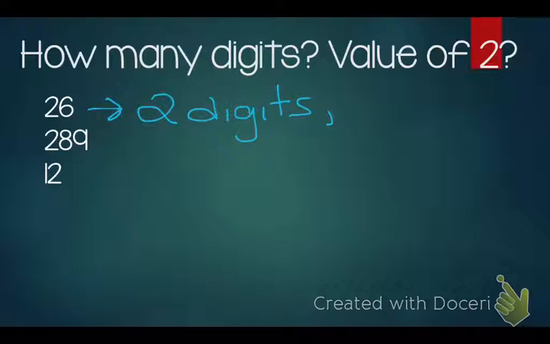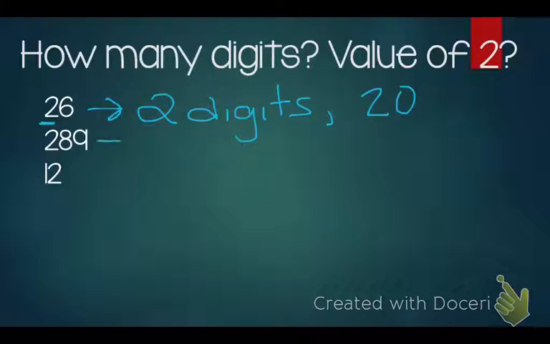Now, in this number, the 2 is in the tens place. So the value of 2 is actually going to be 20. And again, that's because the 2 is in the tens place if we think about place value.